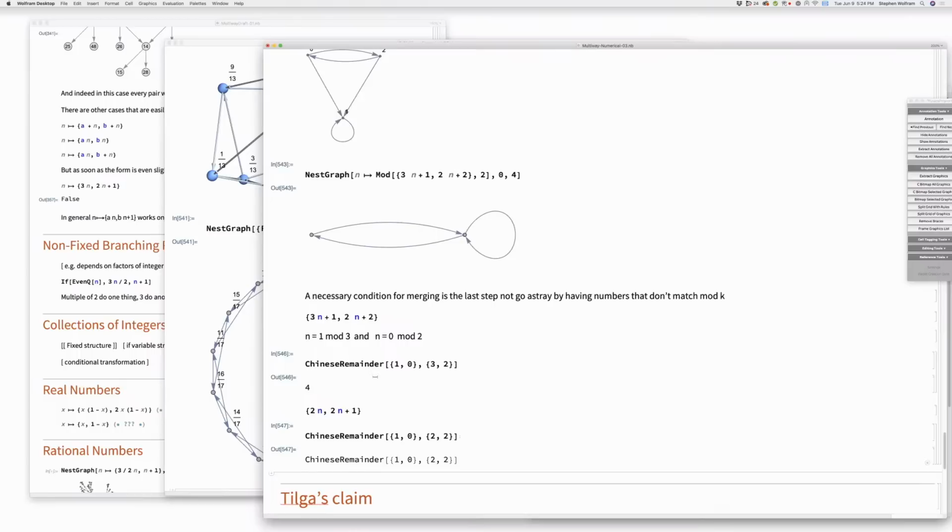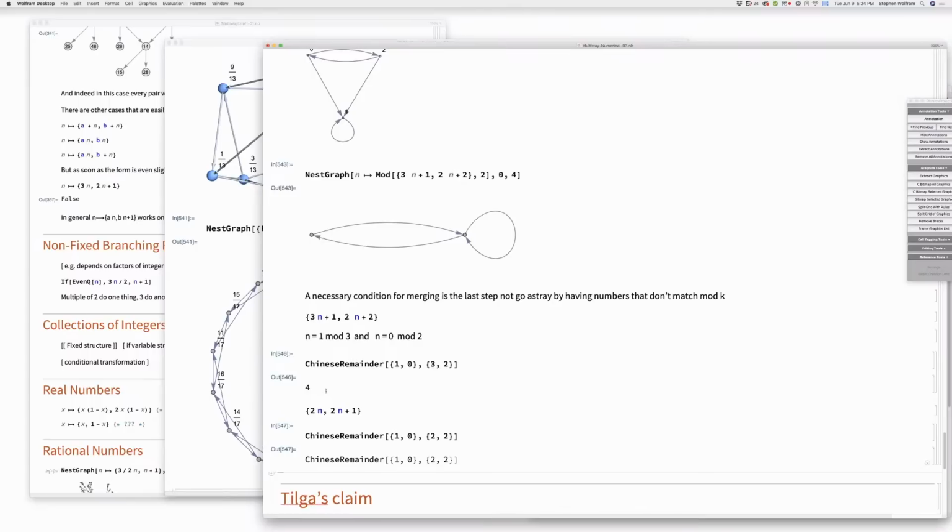Okay, but you're saying this is a necessary condition for merging, but it's not saying whether it will be sufficient for merging. Right. No, I noticed it was sufficient to explain all of the examples you were asking about. But this one, for example, isn't causal invariant. The 3n plus 1, 2n plus 2 isn't causal invariant. It does have merges, but not enough. So the density of merging is a different issue, which probably has to do with the value of the Chinese remainder, or the total modulus, or whether there's a divisor.